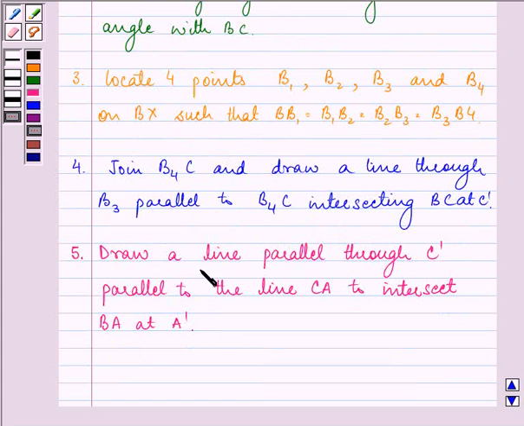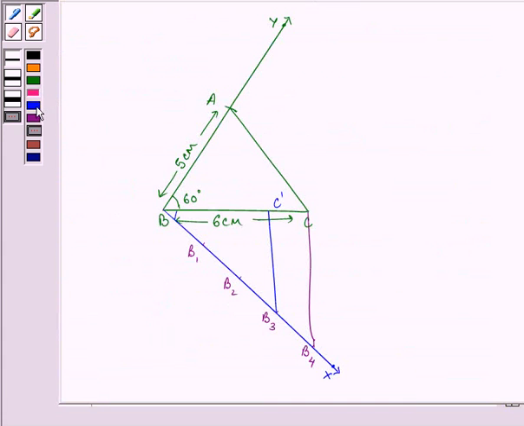Now, we will draw a line through C dash, parallel to the line CA to intersect BA at A dash. So now, we will be drawing a line which is parallel to AC, intersecting AB at A dash. So A dash B C dash is the required triangle. So this is our required triangle.